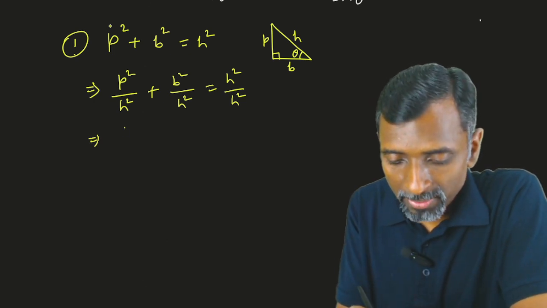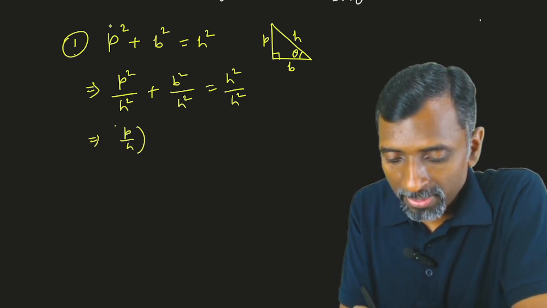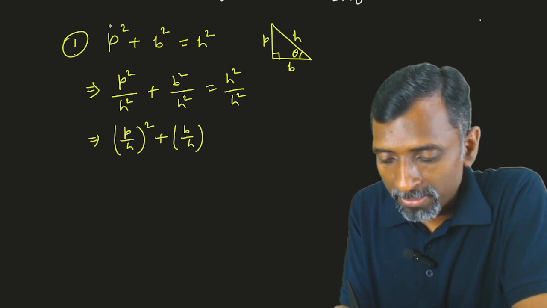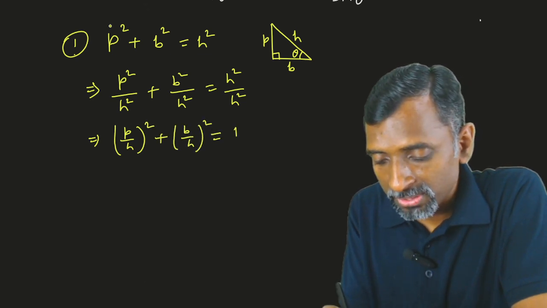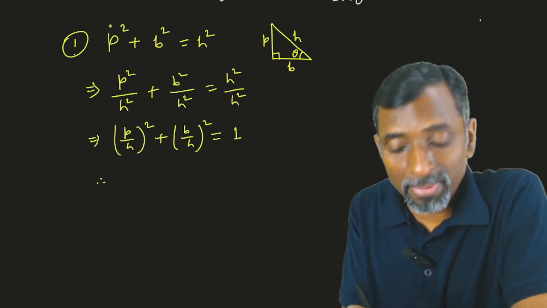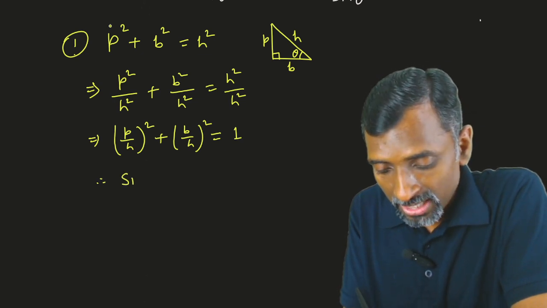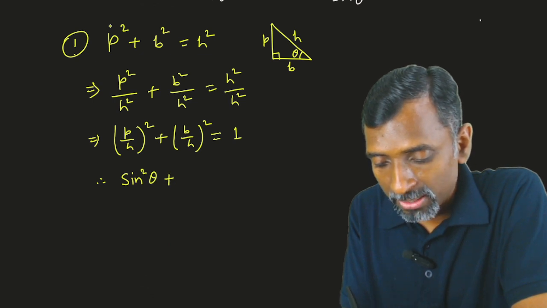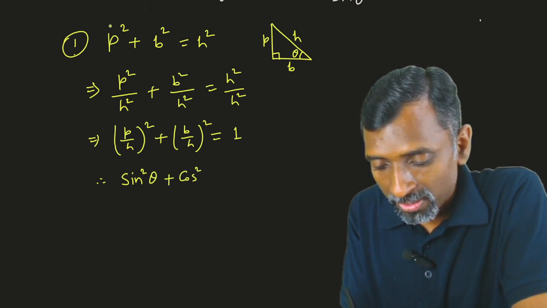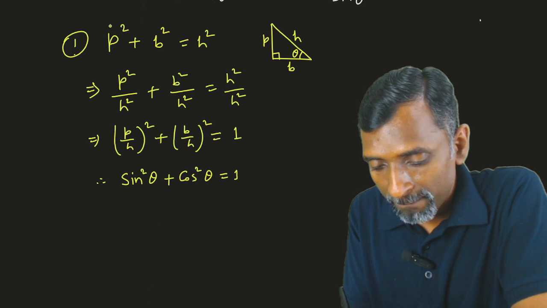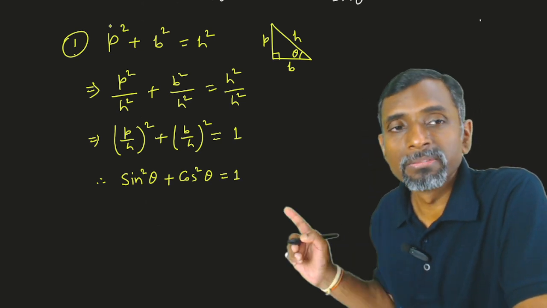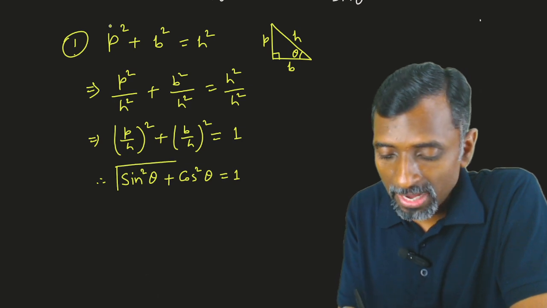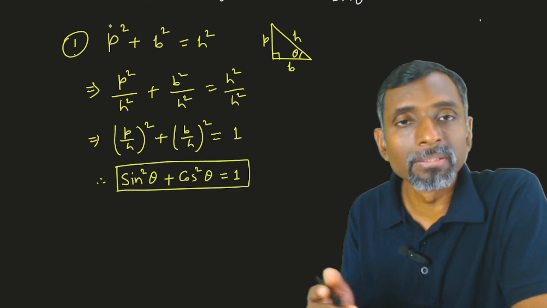So, p square by h square can be written as p by h whole square, b square by h square can be written as b by h whole square, and h square by h square can be written as 1. So, p by h is sine theta, so it is sine square theta. b by h is cos theta, so cos square theta, is equal to 1. So, this is one of the trigonometric identities which we derived from the Pythagoras theorem.